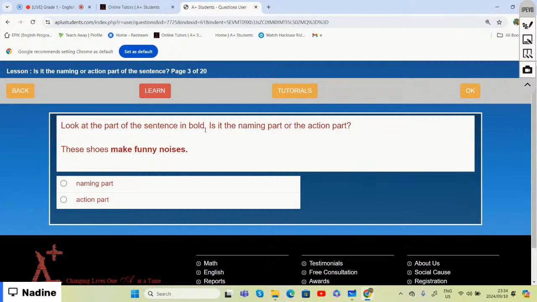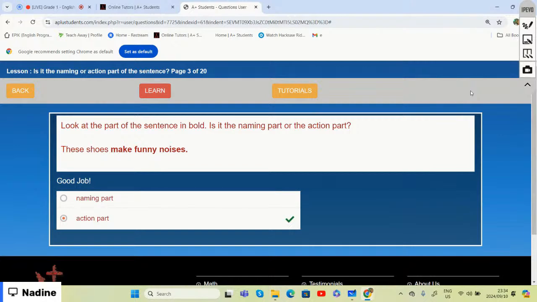So make funny noises. It tells us what our naming part is doing. And what is the naming part? The naming part is these shoes, right? So make funny noises tells us what the shoes are doing. So we can say this is an action part.